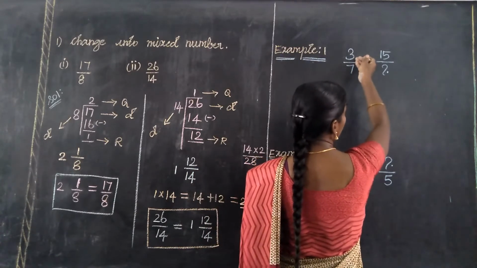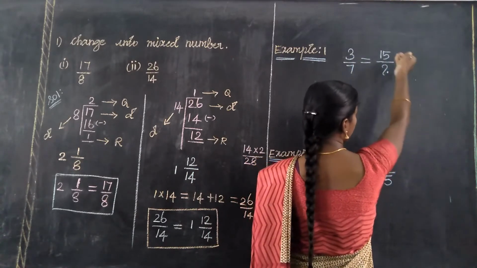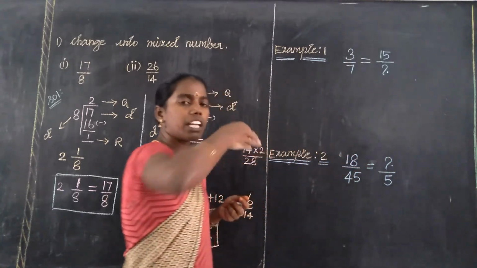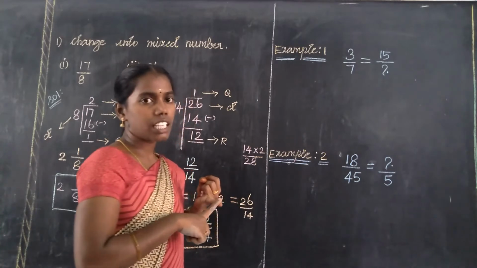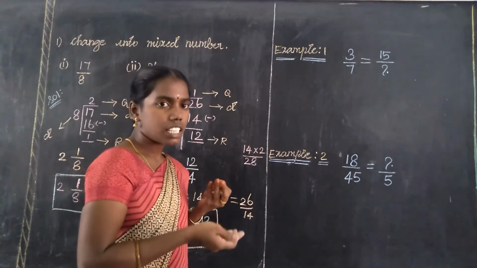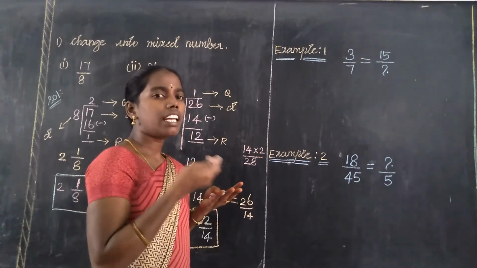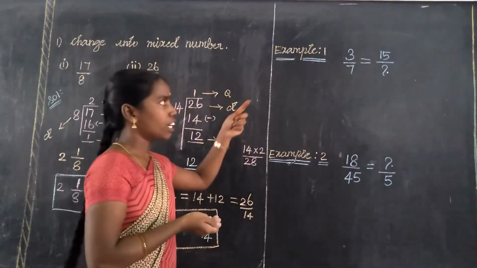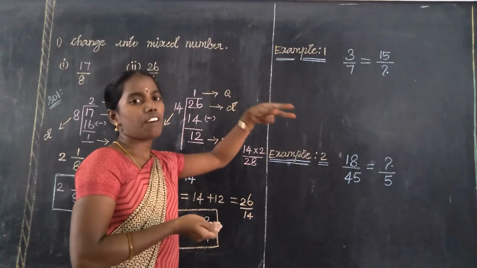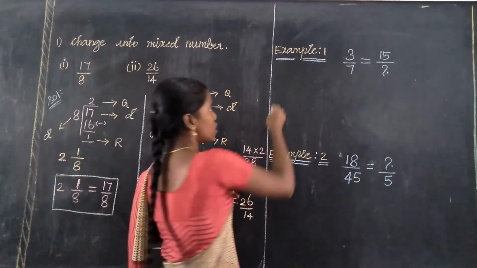Using the 3 table, how many times do we reach the number 15? 1 three is 3, 2 threes are 6, 3 threes are 9, 4 threes are 12, and 5 threes are 15. We already found this 3 into 5, so 3 fives are 15. So, solution.